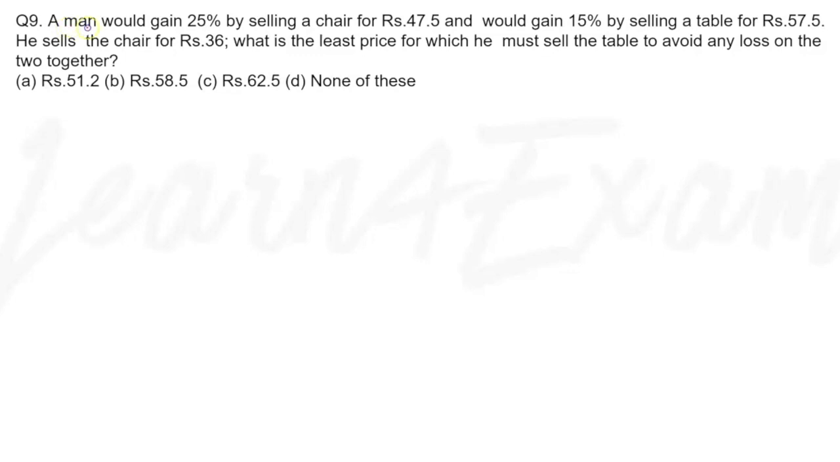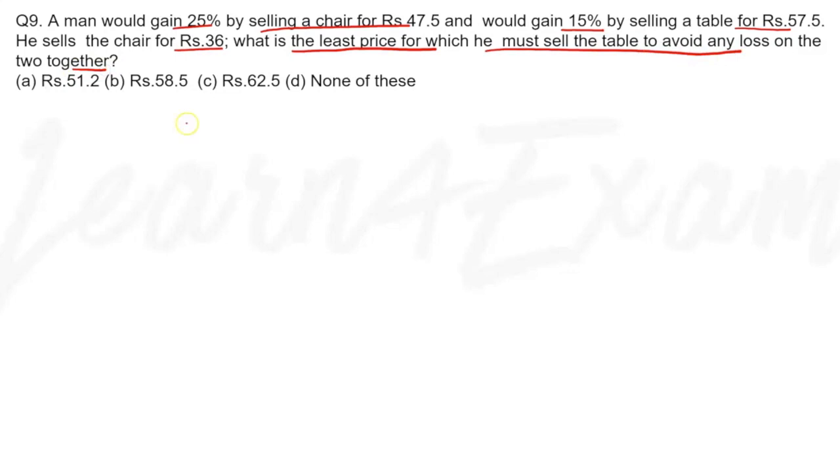Here it's given that a man would gain 25% by selling a chair for rupees 47.5 and gain 15% for selling a table for rupees 57.5. Right? He sells the chair for rupees 36. We need to find out what is the least price for which he must sell the table to avoid any loss on the two together.